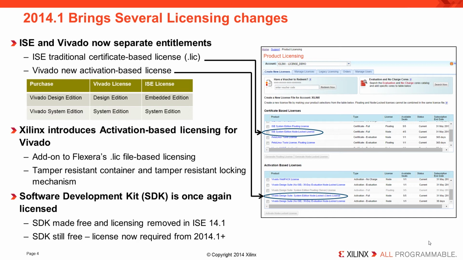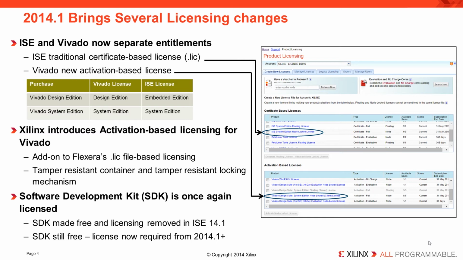Also in 2014.1, Xilinx introduces activation-based licensing for Vivado. This is an add-on to Flexera's .lic file-based licensing, or certificate-based licensing in the past, where basically the container for the license was a .lic file, and the license itself was locked to one host ID of the machine, whether it be an Ethernet MAC ID or a hard drive serial number. Those were the mechanisms in the .lic style or certificate style licensing.